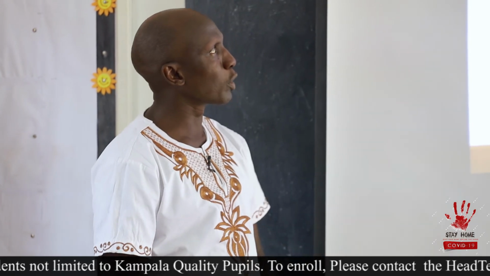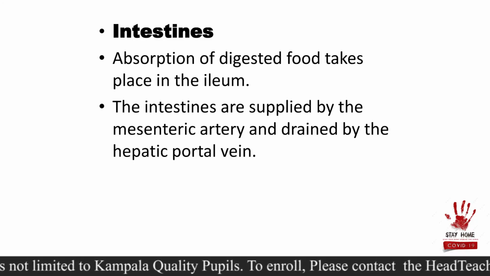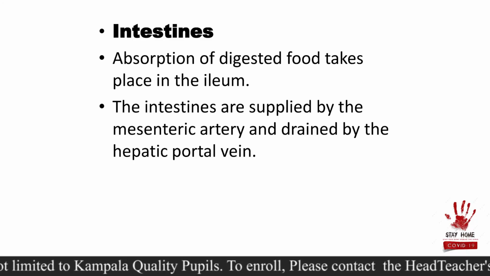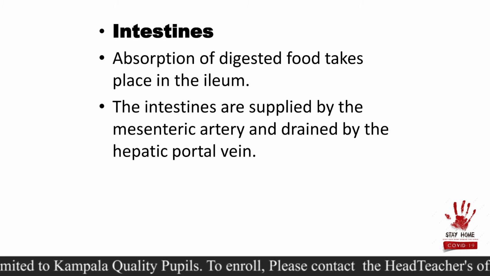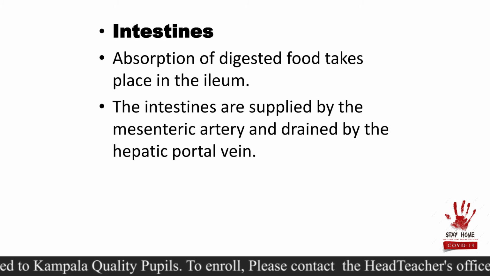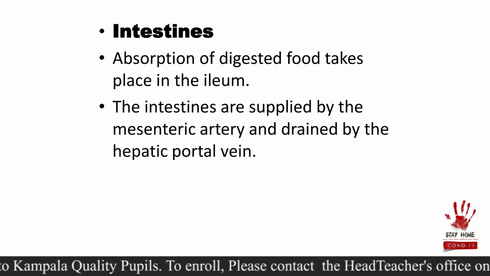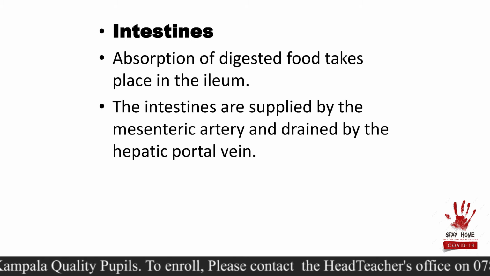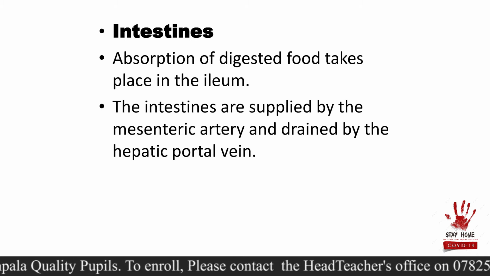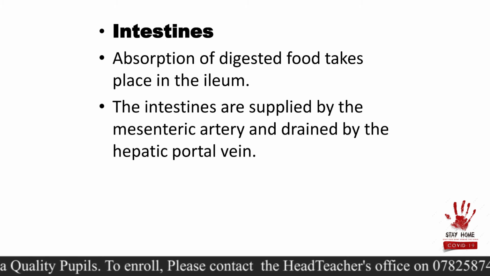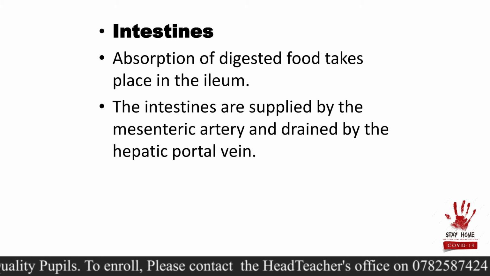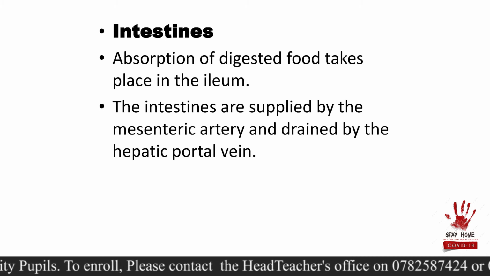So the next organ is going to be the intestine. Remember that blood vessel which goes to the intestine? Can you remind me that blood vessel? Yes, it's called the mesenteric artery. Now, we are saying that absorption of digested food will take place in the ileum. We learned about that in P5. And the intestines are going to be supplied by this artery called the mesenteric artery, and they are going to be drained by the hepatic portal vein.